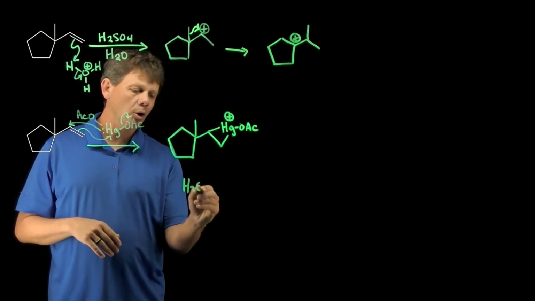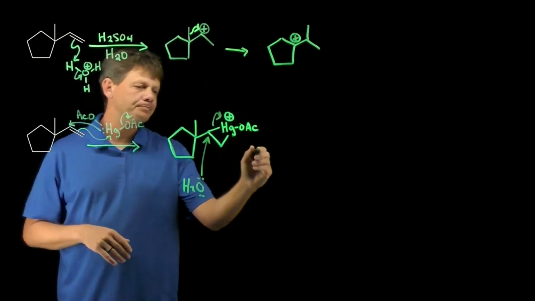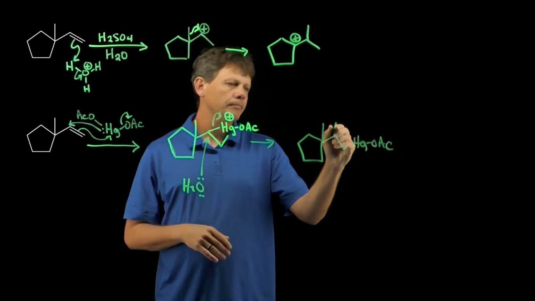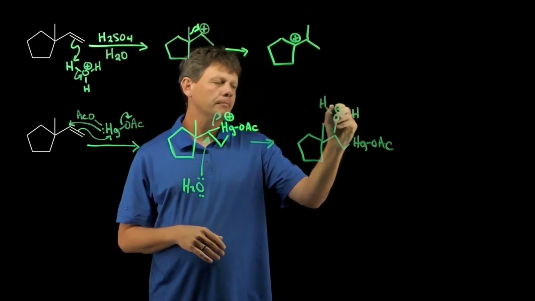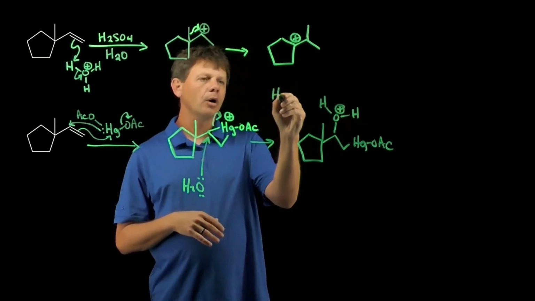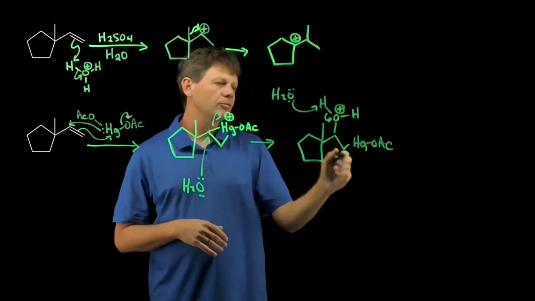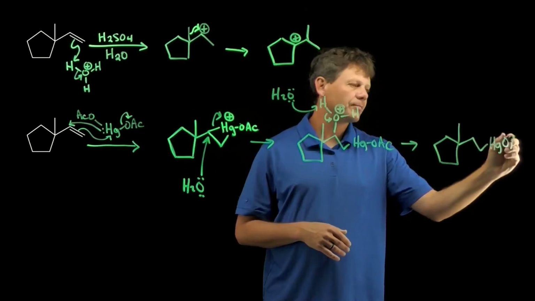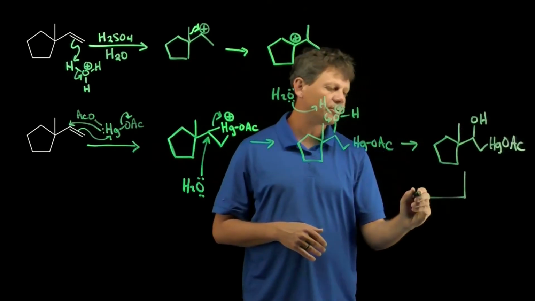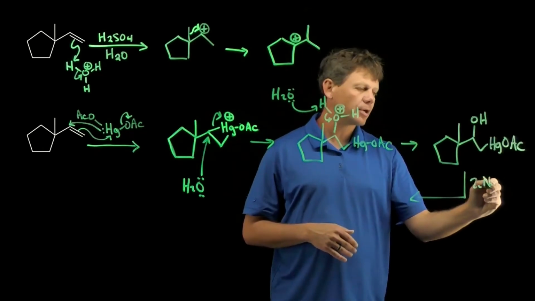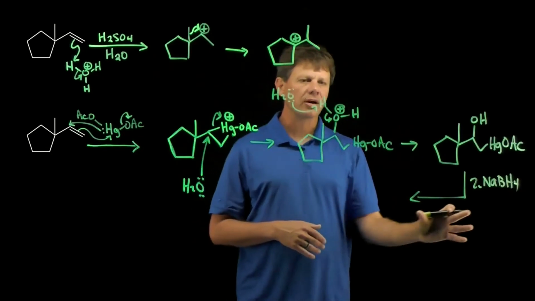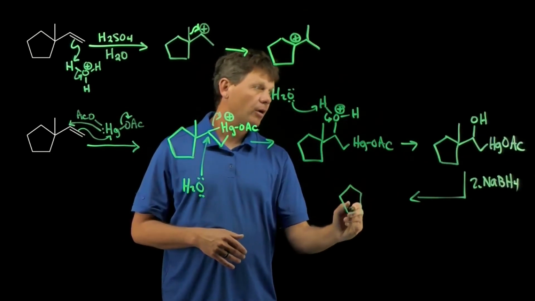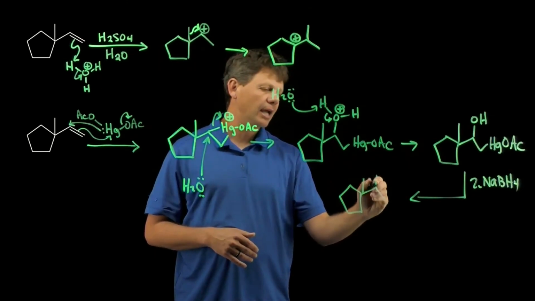Water is going to attack and open the mercurinium ion at the most substituted carbon. When it does, it brings along its proton. Having brought along its proton, another molecule of water can remove the acidic proton so that we finish with this alcohol. Now the mercury is still attached. There's usually going to be a step 2 to this process, and that is going to be to add sodium borohydride. This isn't a mechanism that we worry very much about, but sodium borohydride will remove this carbon-mercury bond and replace it with a carbon-hydrogen bond so that our final product is this alcohol.